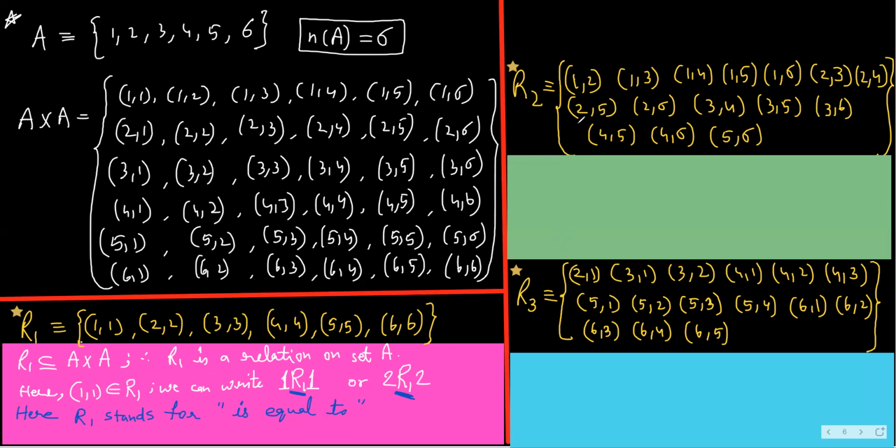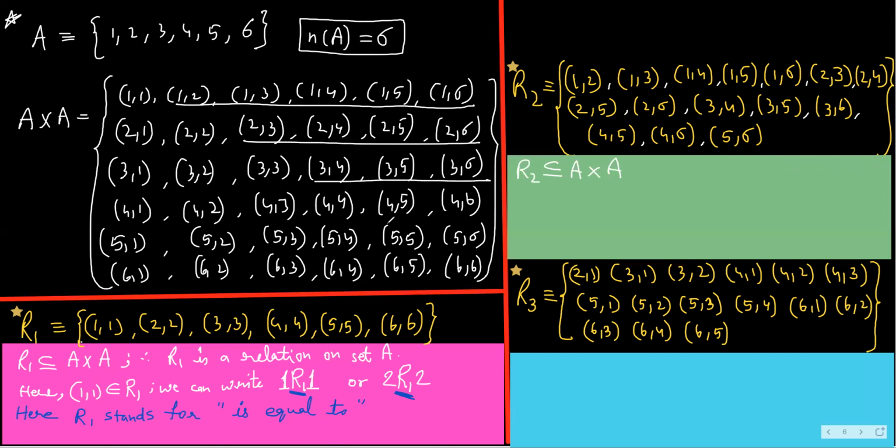Okay, now let's come to R2. See here what I have. Again, I notice that R2 is a subset of A cross A. Yes, you can check all the elements that you have in set R2. They are all present in set A cross A. You can check: (1, 2), (1, 3), (1, 4), (1, 5), (1, 6), (2, 3), (2, 4), (2, 5), (2, 6).